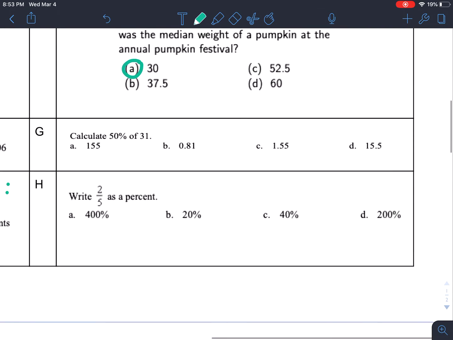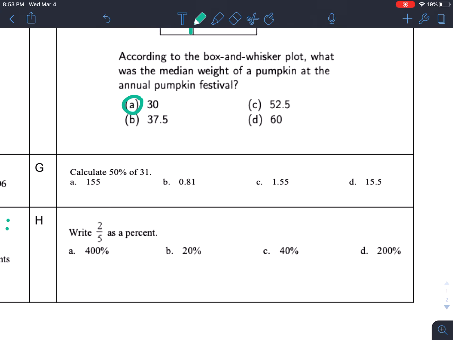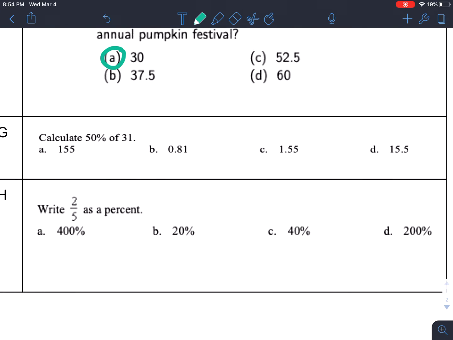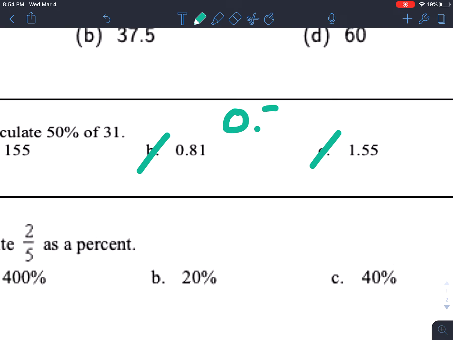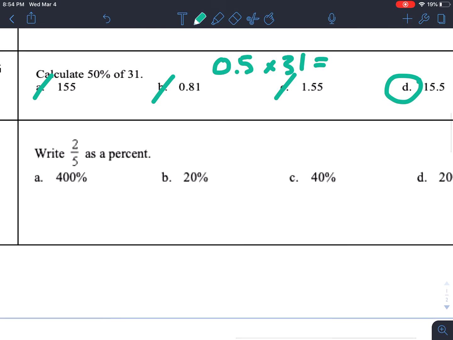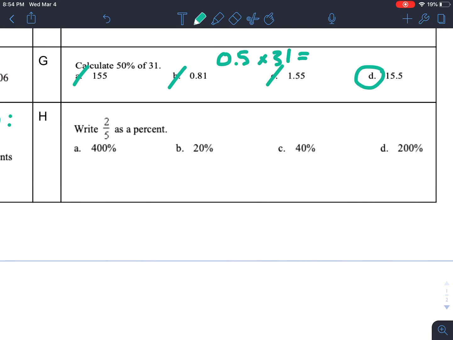Calculate 50% of 31. So 50% means it's half. So you can actually just do it from there, okay? Half of 31. Well, it's not 0.81. It's not 1.55. It's not 155. So it has to be 15.5. Okay, the other way you can do that is to do 0.5 times 31. And if you put that in your calculator, you would get 15.5. So D, there you go. They're all A and D, I guess.